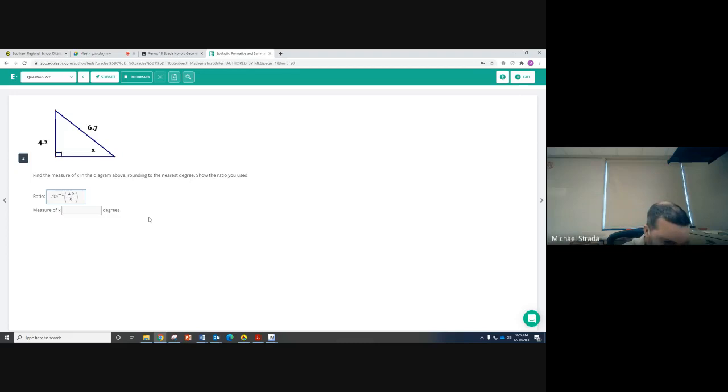All right, over 6.7. Since it's really division, I wouldn't mind if you just put in like 4.2 divided by 6.7. It's not as big a deal as in the previous one to write in the ratio. And then you would go to the measure of x. You would go to your calculator, and you would get 39 degrees when you enter it.